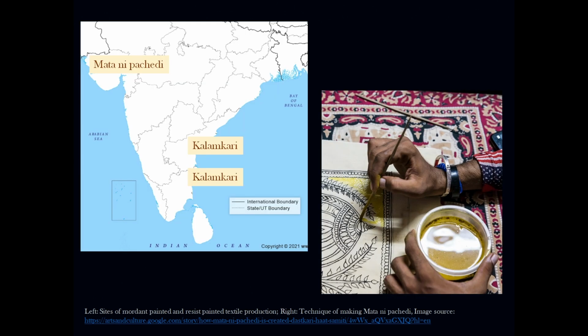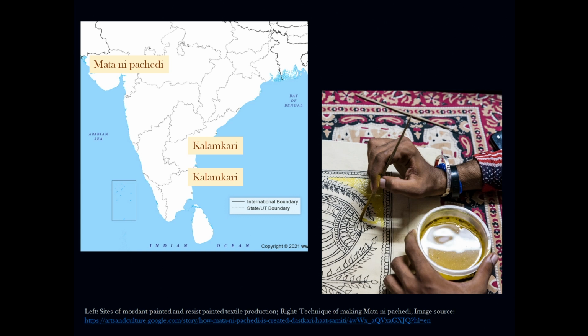Now, a little more into the history of these mordant painting techniques. In terms of the geographical locations of these painting traditions, we find at least three regions, or perhaps two regions, that we can understand have specialized in this kind of mordant painting. One would be in Gujarat, in the Ahmedabad area, by the river Sabarmati.